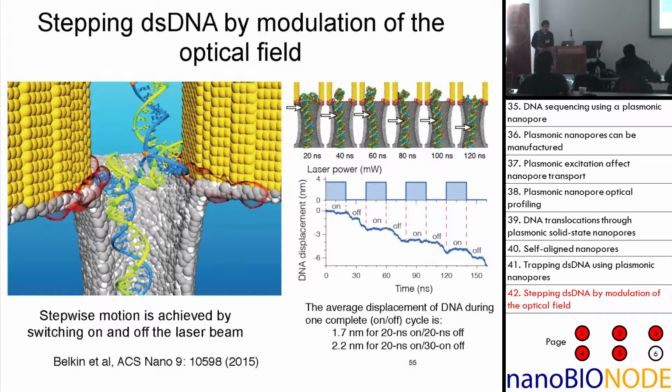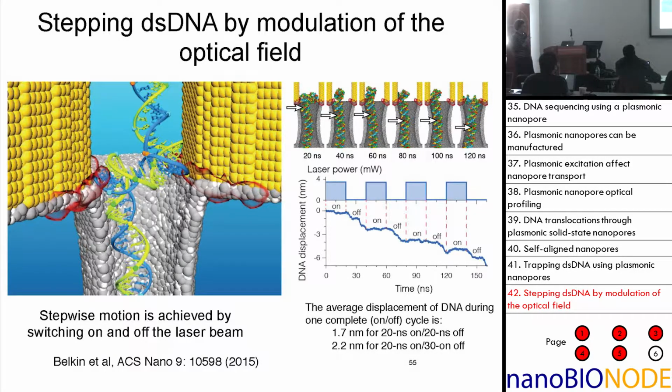So the next thing we explored was what happens if we try to step DNA through this plasmonic nanostructure by switching the laser beam on and off. That was basically one of the major ideas here, that we can switch off the laser every nanosecond and see what will happen. So here's a simulation that illustrates what happens.